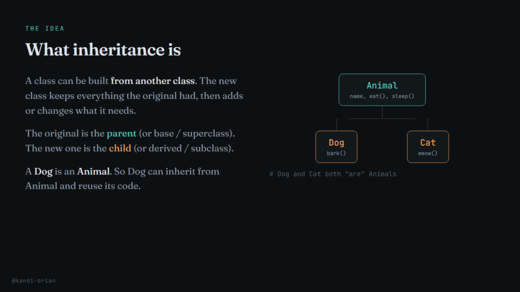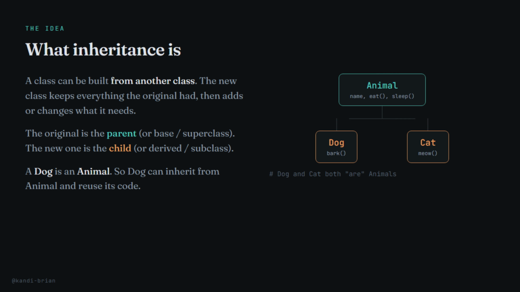Inheritance lets you build one class out of another. The new class keeps everything the original had and then adds or changes whatever it needs. The class you start from is called the parent. You'll also hear it called the base class or the superclass. The new class is the child or the derived class or the subclass. Same idea, different names.